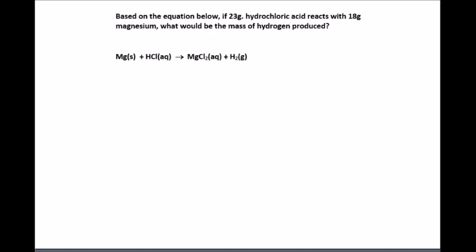Okay, in this case, you're given 23 grams of hydrochloric acid and 18 grams of magnesium, and then you're wanting the mass of hydrogen. So, first thing we need to do, we have an equation. We need to make sure that it's balanced, and I'm going to spread it out just a little bit so we have a little bit more room to work, so it's not so crammed.